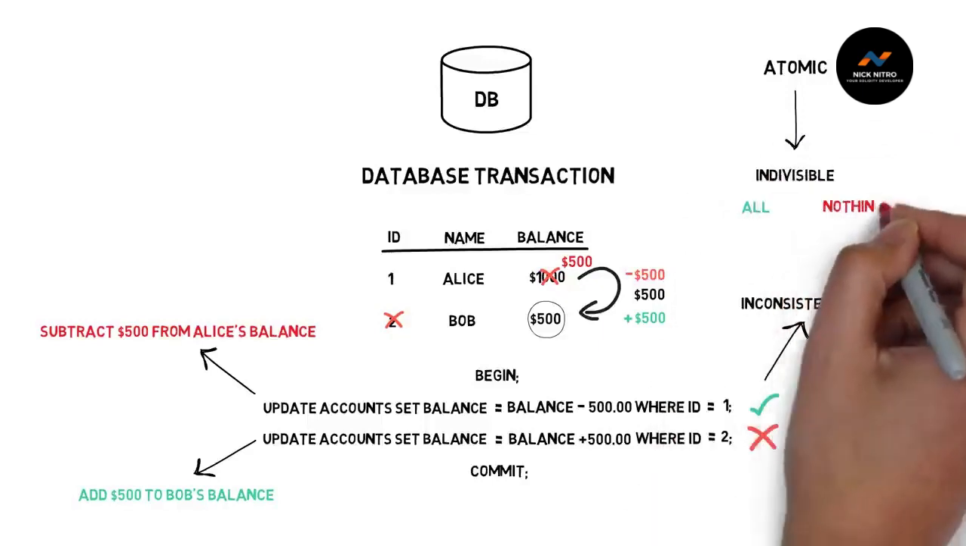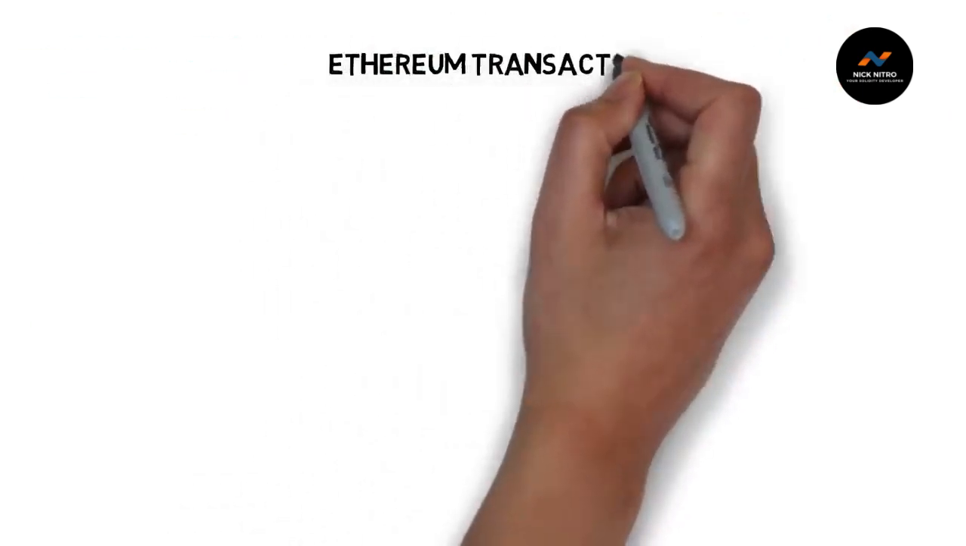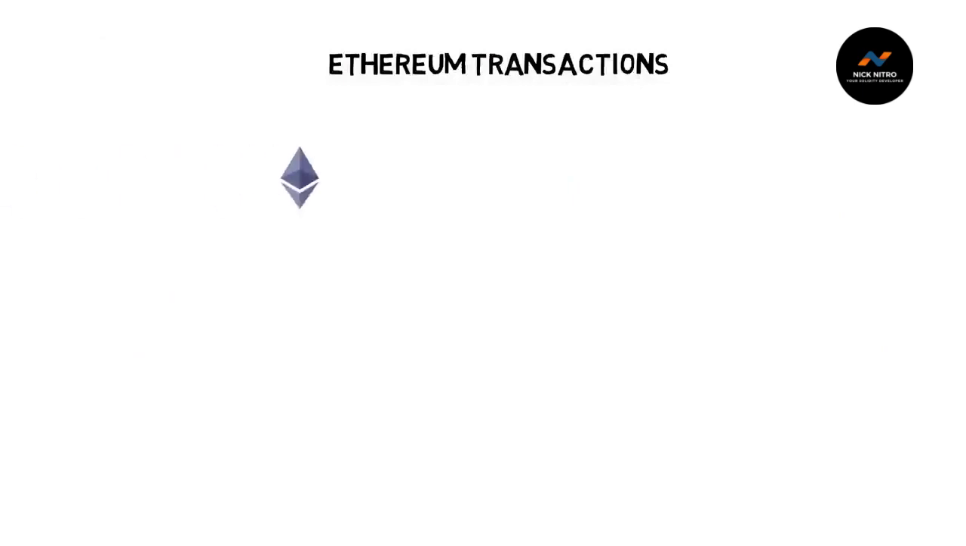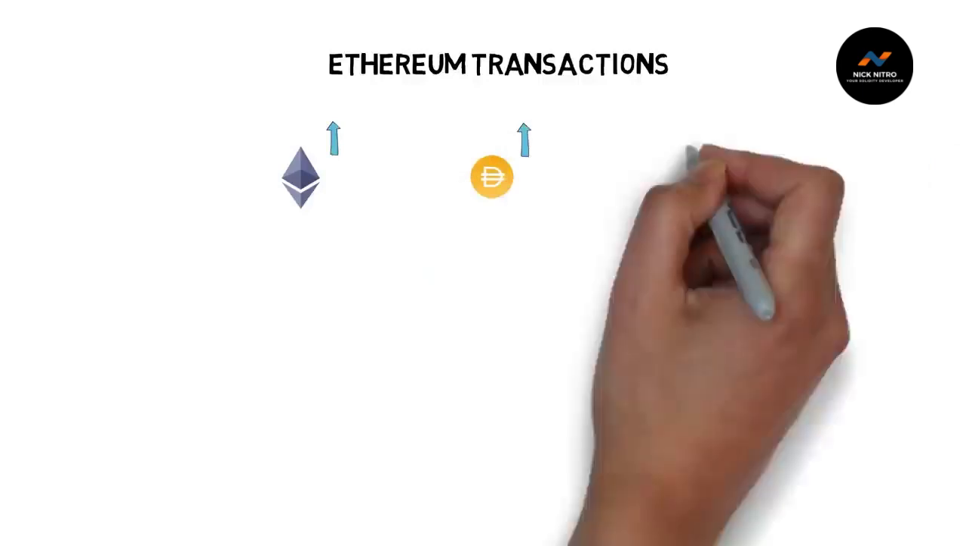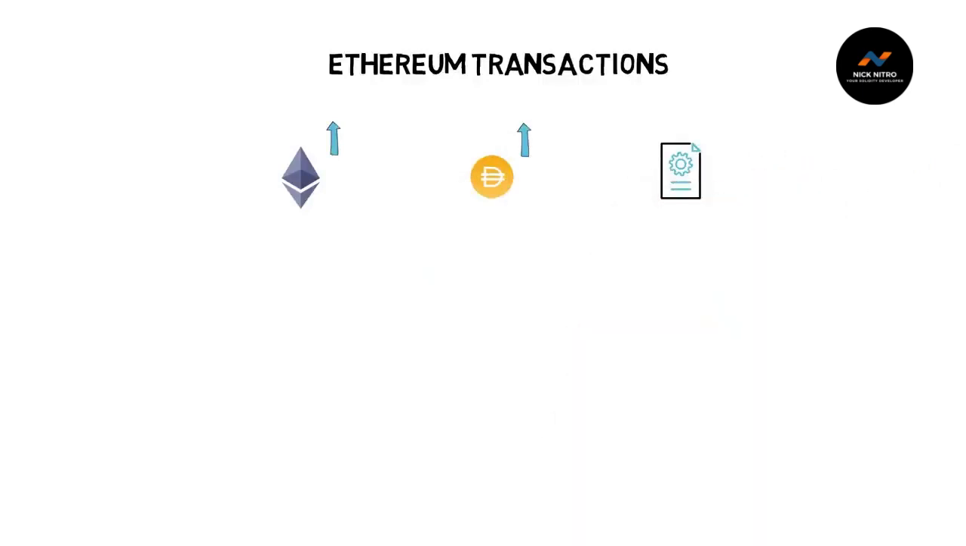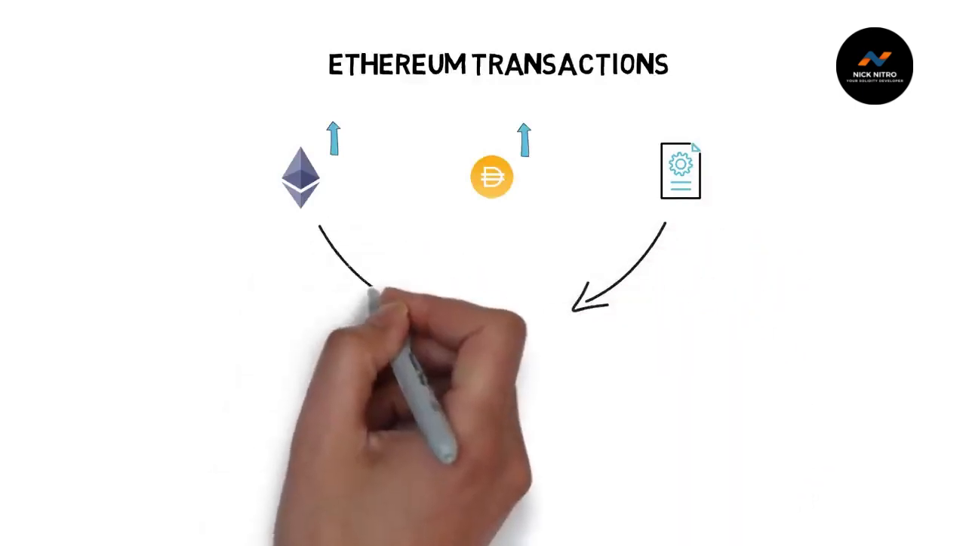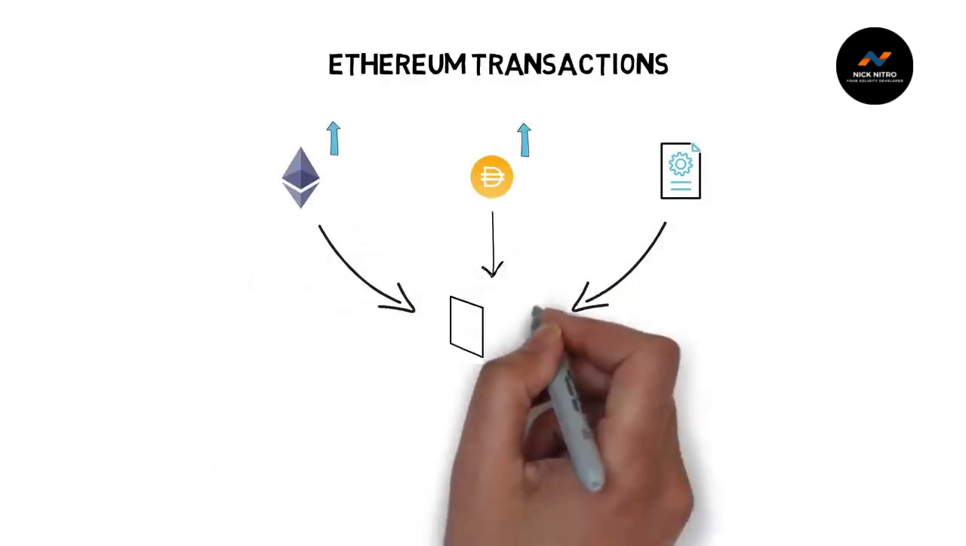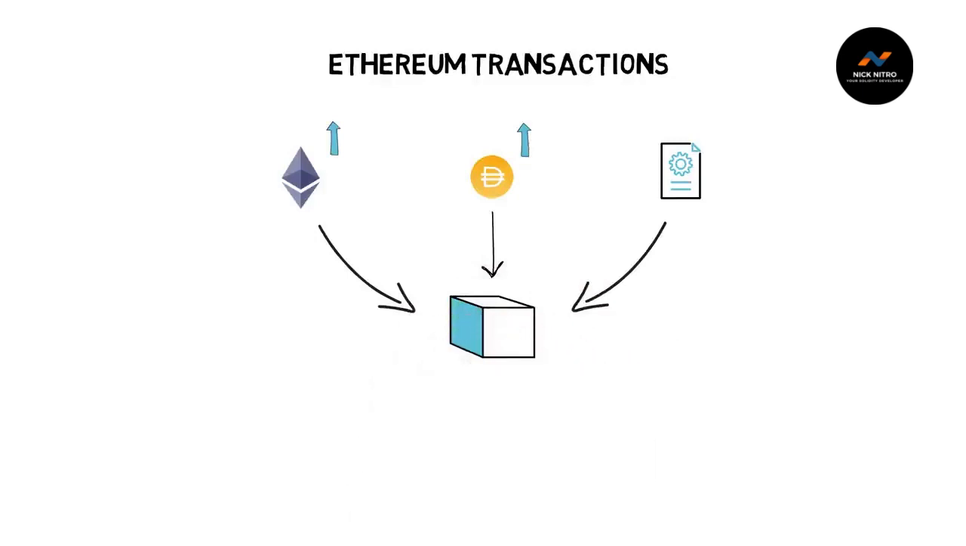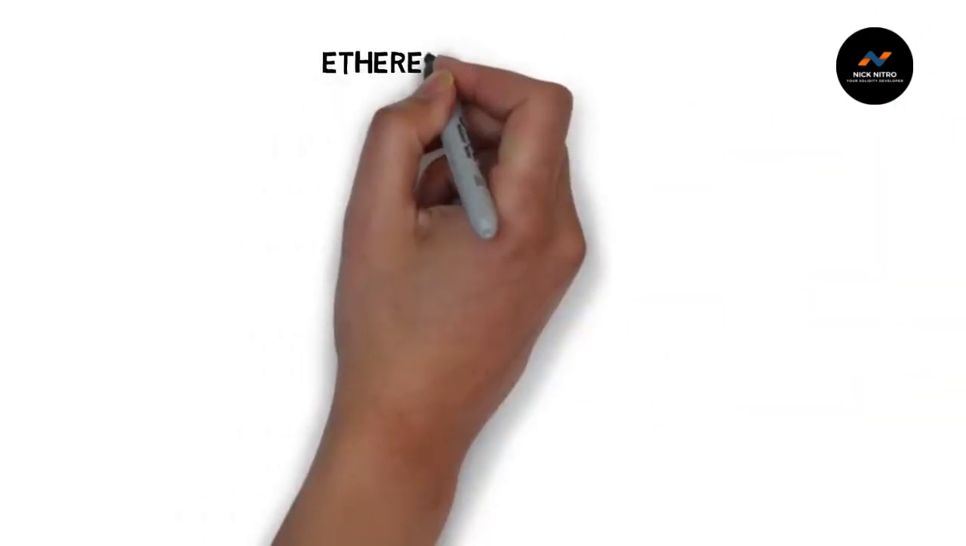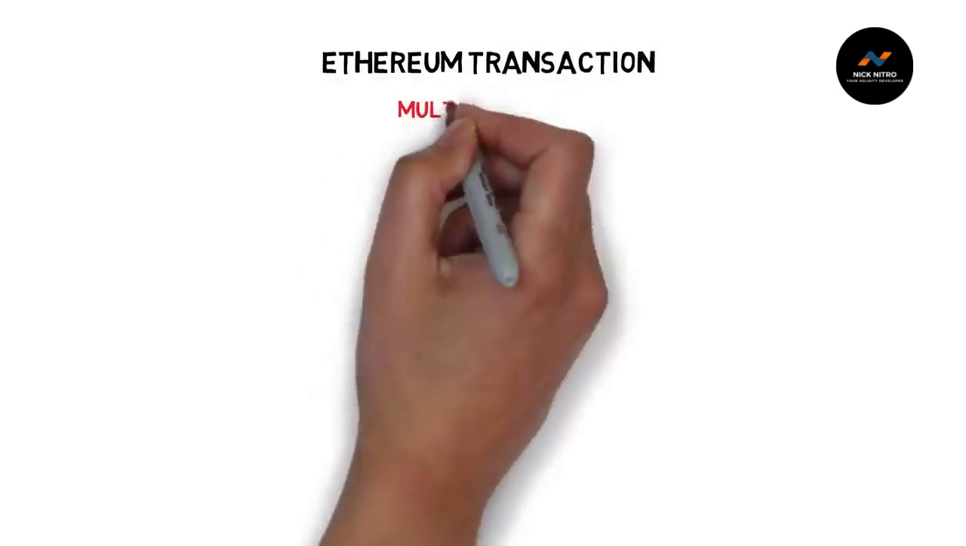When it comes to Ethereum, every common operation, such as sending ETH, sending ERC20 tokens, and interacting with smart contracts, is executed within a transaction scope. Transactions are grouped together and included in Ethereum blocks. We can easily see all the transactions that were included in a particular block on any popular block explorers, such as Etherscan. One Ethereum transaction can consist of multiple steps.